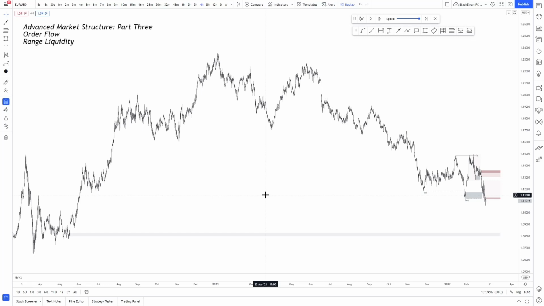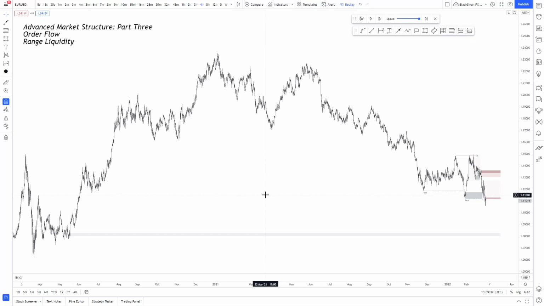So to wrap up this series, we're going to be talking about order flow and range liquidity. When we dive into order flow, if we go back to what was discussed in the second installment, price and time are unaware of each other, right? The composite operator is funneling orders through the market to meet their pricing objectives. They're not concerned with time.